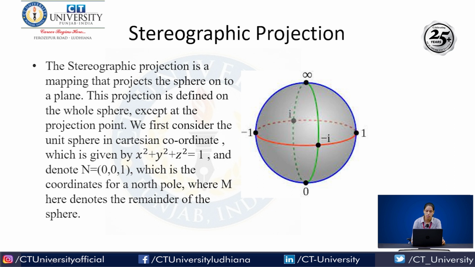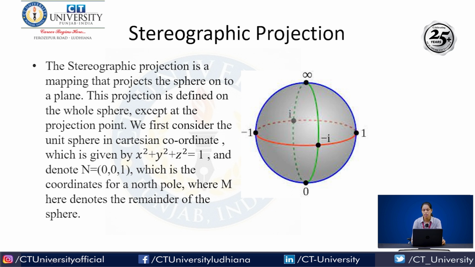We first consider the unit sphere in Cartesian coordinates, which is given as x square plus y square plus z square equals 1. I am taking it in 3D form because it is a sphere, not a circle. The circle is on the boundary of all this.